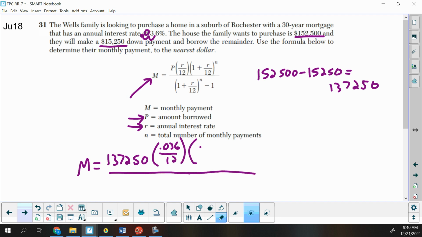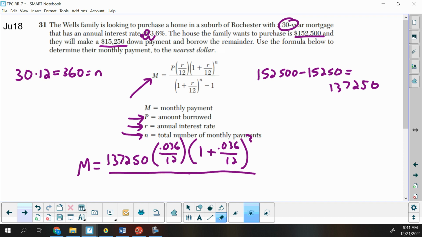Start a parenthesis. 1 plus. We've got R again, so that's 0.036 over 12, close parenthesis. And we've got to raise to the N. N is where lots of people make an error. N is the total number of monthly payments. Well, it's a 30-year mortgage. There's 12 months in each year. So we can do 30 times 12 to get 360. And that is our monthly payments, our N.